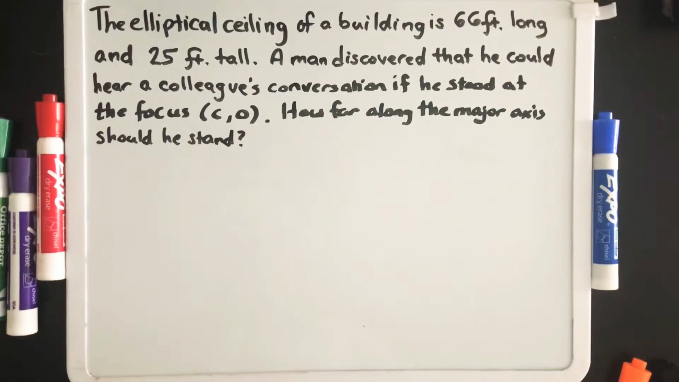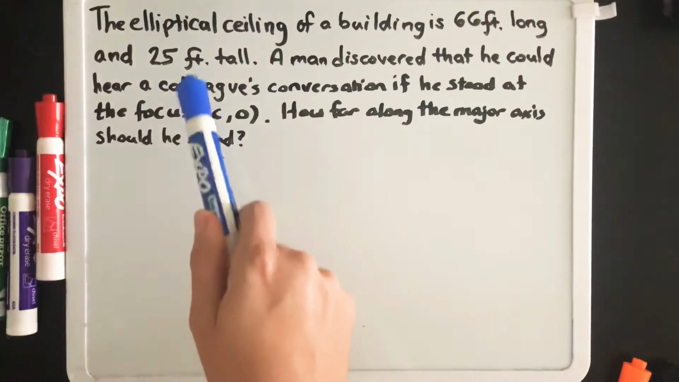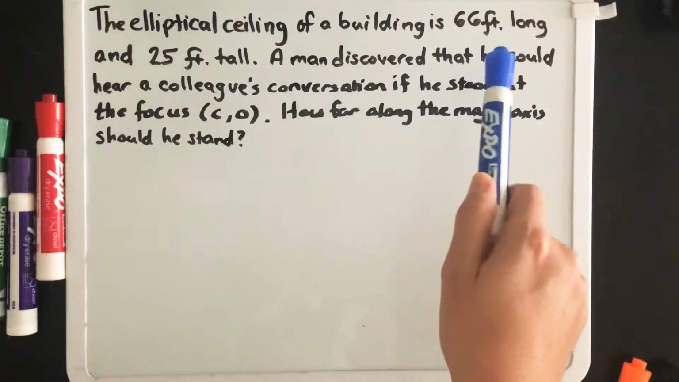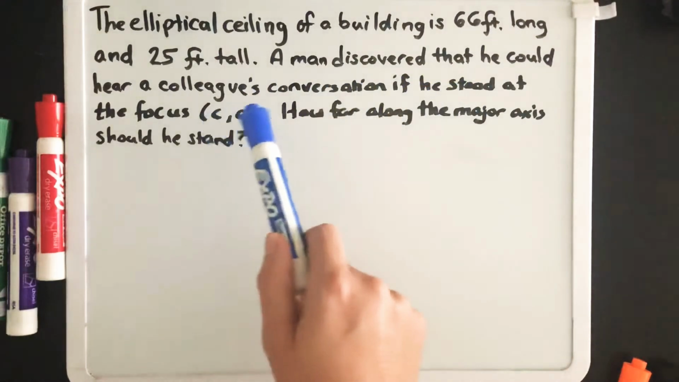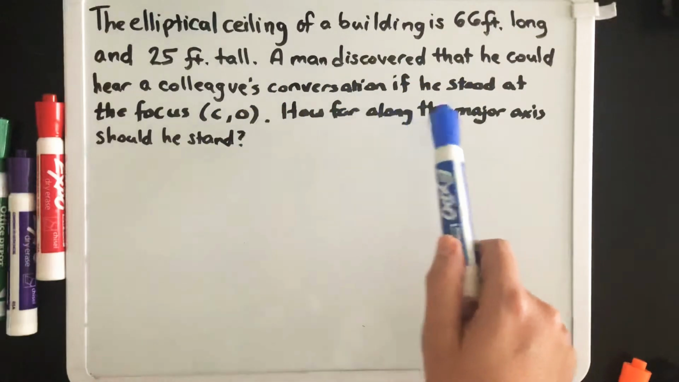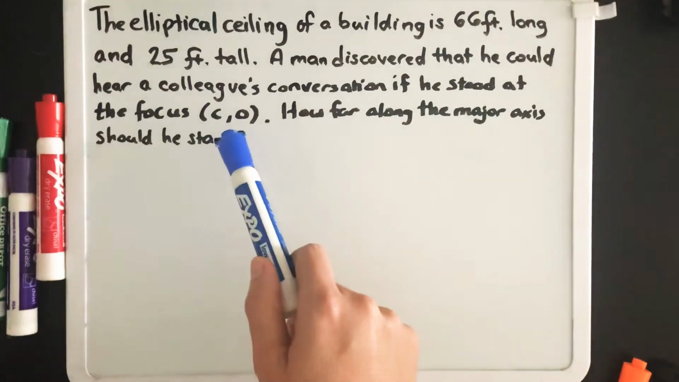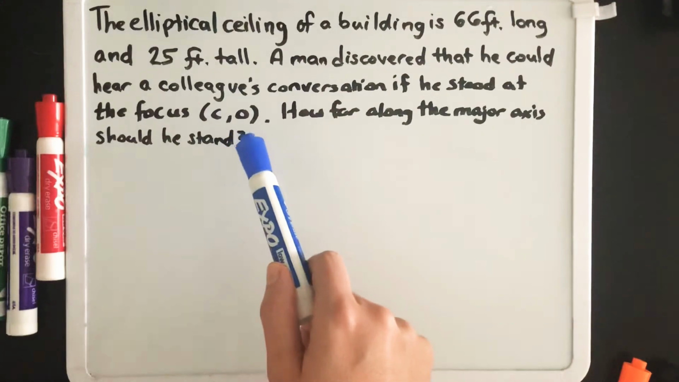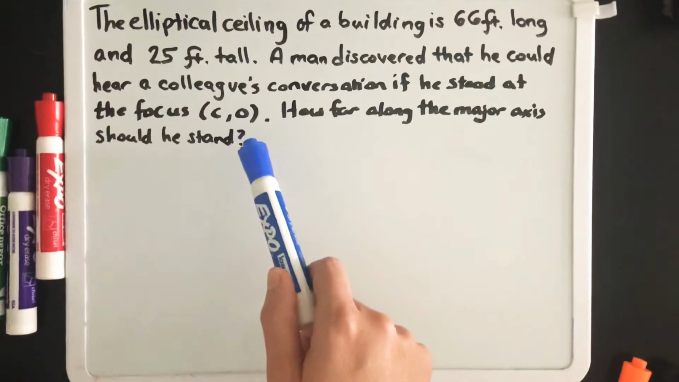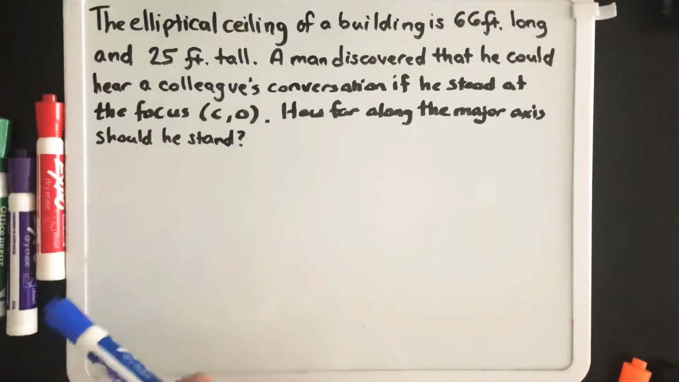Okay, I wanted to do an example from the homework of a word problem involving elliptical conic sections. In this particular case, we're told that an elliptical ceiling of a building is 66 feet long and 25 feet tall. Someone discovered that they could hear their colleagues' conversations in the entire room if they stood at the focus, and they give us one of the foci at C, the distance from your center to your foci, 0. How far along the major axis should he stand in order to overhear this conversation?